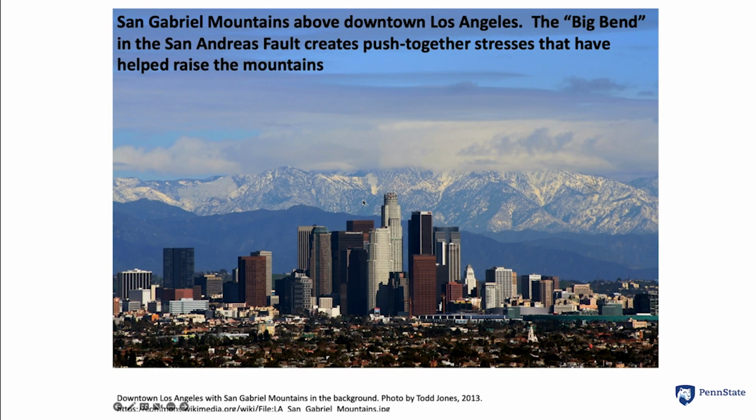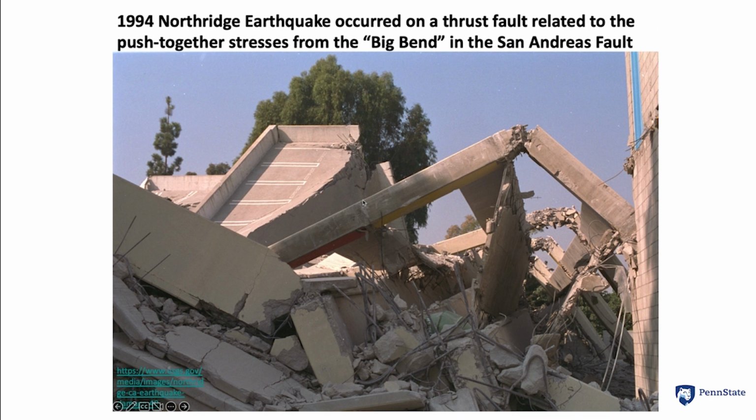And there it is. There's Los Angeles. Behind them is the mountains. The push together across the Big Bend has led to stresses that have pushed up the mountains. There are earthquakes associated with this. This is from the 1994 Northridge earthquake. It was on a thrust fault down in the basin closer to Los Angeles, but it's related to the squeeze of the Big Bend.